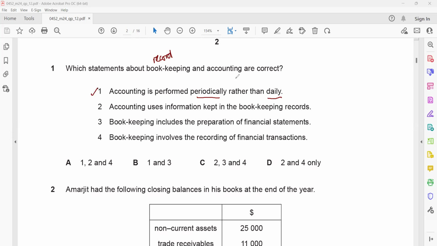Okay. Accounting use information kept in the bookkeeping record. Yes, this one, accounting use the bookkeeping record. Bookkeeping include preparation. So preparation of the financial statement is under the accounting. So this is wrong. Bookkeeping involve the recording. The keyword bookkeeping is recording. So the answer for it should be 1, 2, and 4.